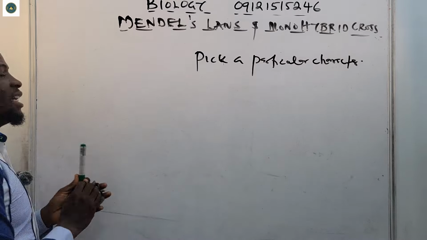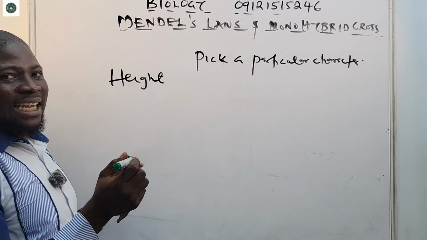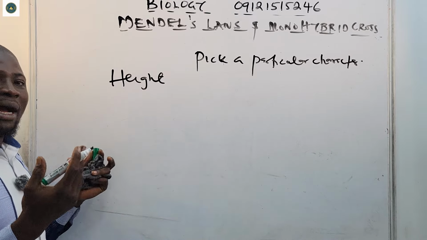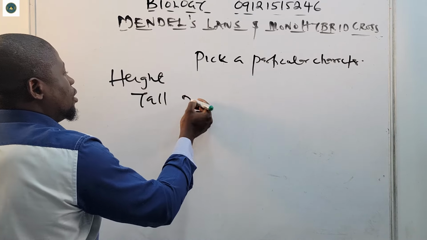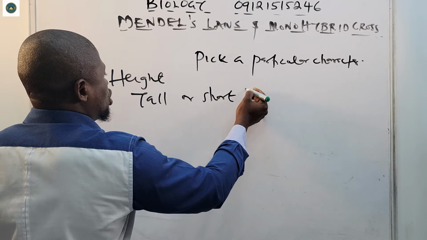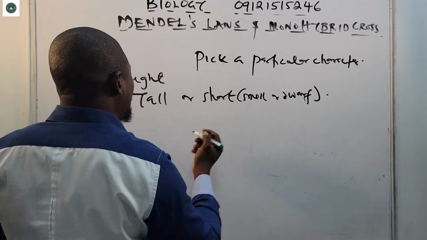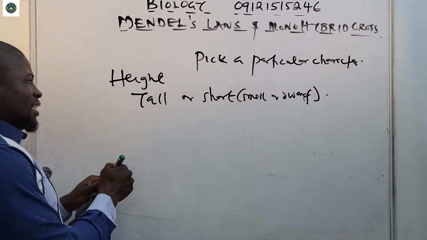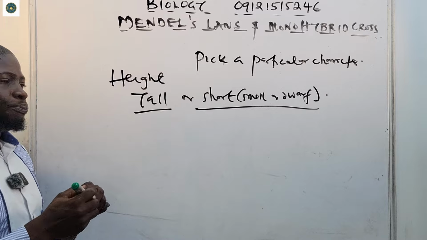Let's say, for example, he picked the height as a character. You know that height has 2 alleles, isn't it? Whether it be tall, or short, or small, or dwarf. So it took the height. The height could either be tall or dwarf.